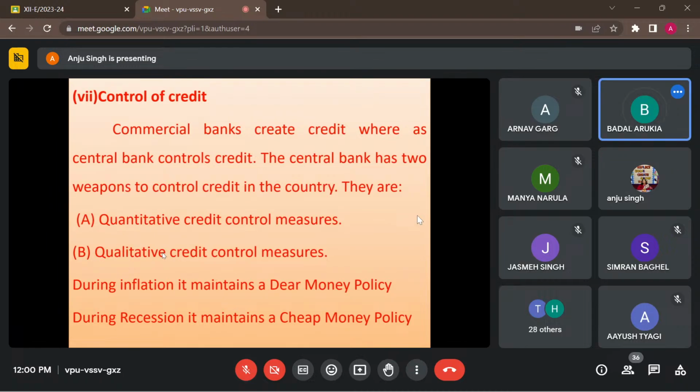Bank rate. Are you driving, Badal? No, sorry. A lot of sound is coming. It seems as if you are driving a bike. No, ma'am. Okay. So bank rate, correct.